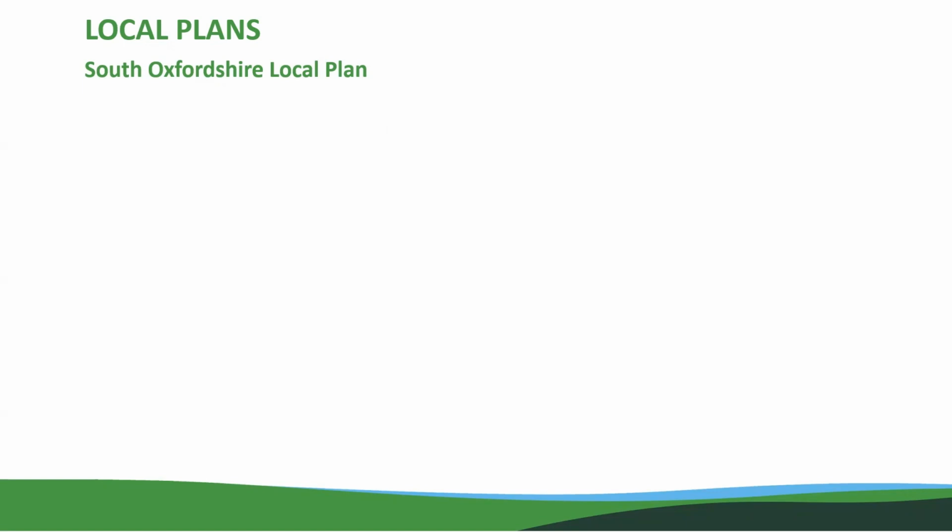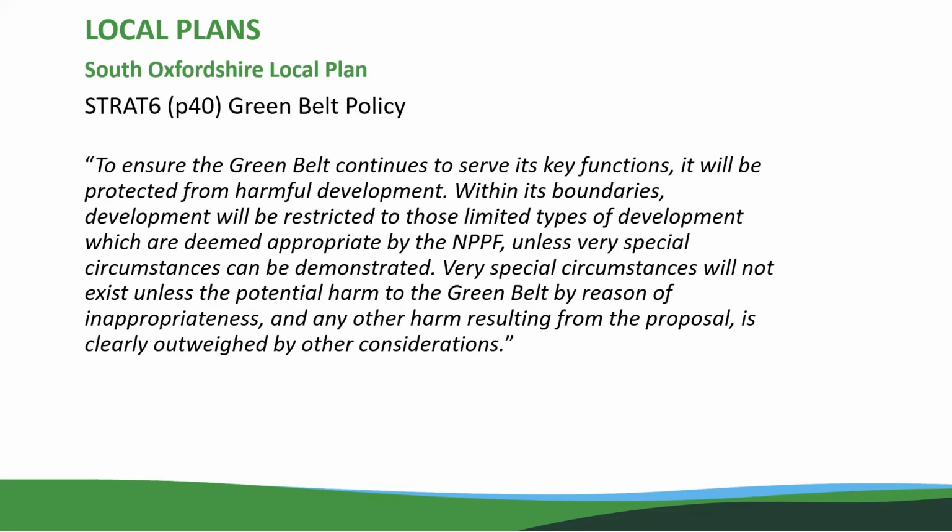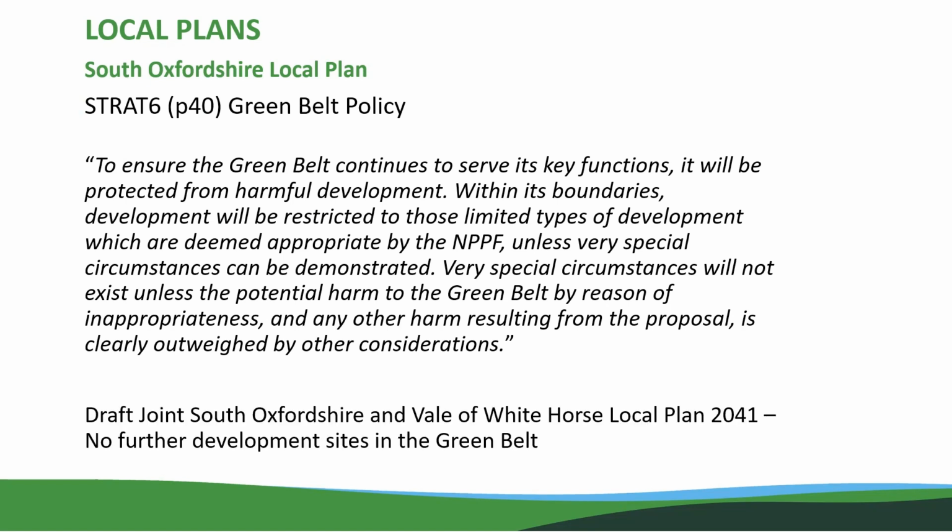Finally, looking at South Oxfordshire. Strategy 6 refers to the green belt, and its policy is very much supportive and in line with national policy, quoting many of the NPPF key phrases. And as I mentioned before, the joint South Oxfordshire and Vale of Whitehorse local plan, which is emerging, has no further development in the green belt.